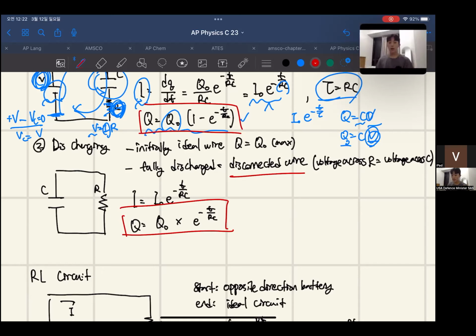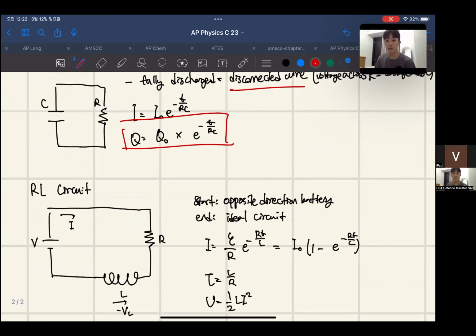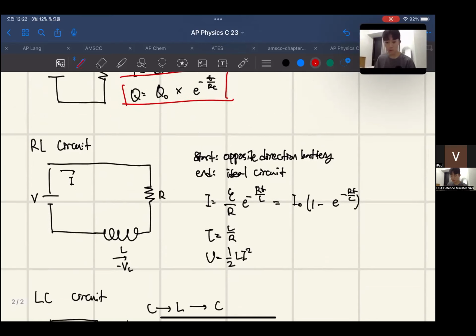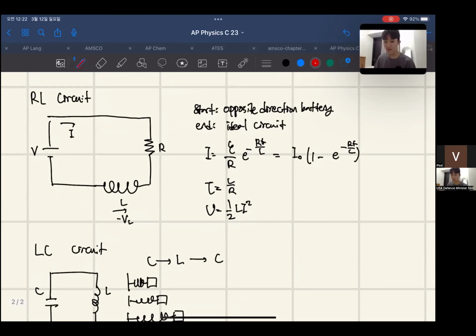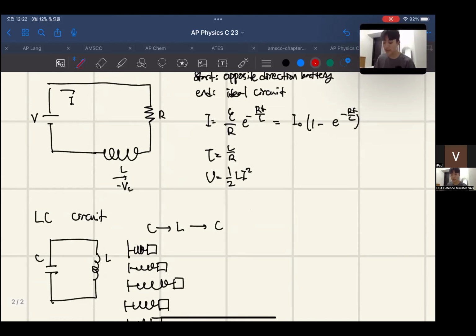Now, I hope that made sense. And now I'm going to move to RL circuit, but my Zoom meeting time is going to end in a minute. So I'm going to first cut this recording and start another recording soon. So you can see that in the second video. In the second video, I'm going to explain RL circuit and LC circuit. So see you in the second video.